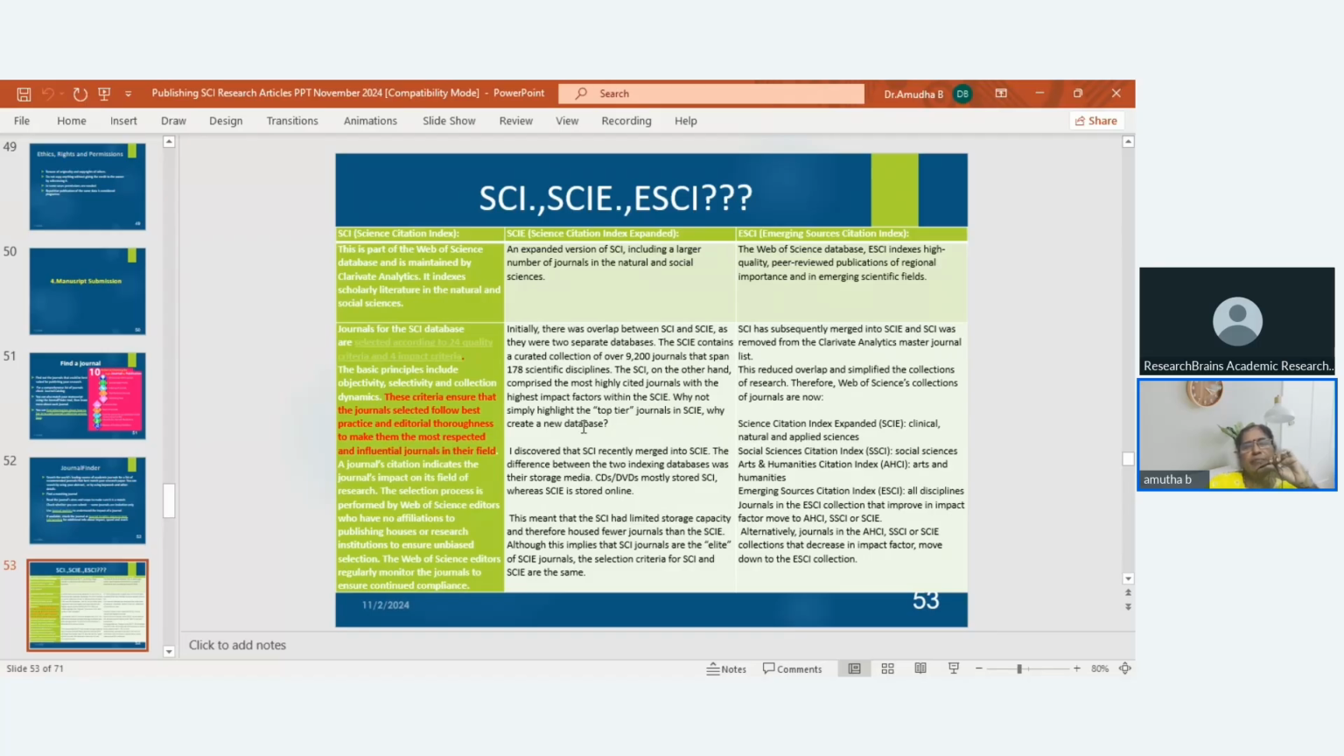Why not simply highlight the top tier journals in SCIE? Why create a new database? This is a question asked. SCIE is standing first. SCI is coming under SCIE because it is included. But top journals are available in SCI only, not in SCIE. They are maintaining two databases. Why are they maintaining two databases? One database for SCI, the other database for SCIE. What's the meaning for that?